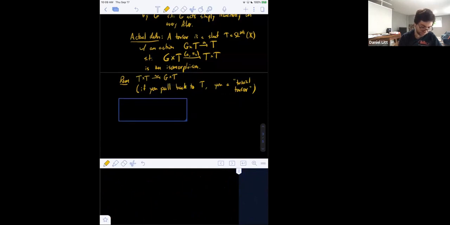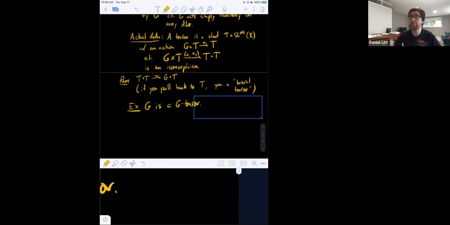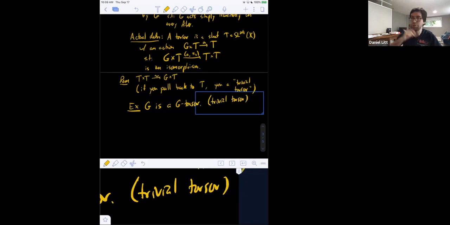What is a trivial torsor? It's the following example of a torsor. G is a G torsor, just via its action on itself by left multiplication. That's what it means to be the trivial torsor. So what is a G torsor? Another way of saying this is it's a sheaf of sets with an action by a sheaf of groups, so that when you take its fiber product with itself, that action just becomes the action of the group on itself. Are there any questions about that?